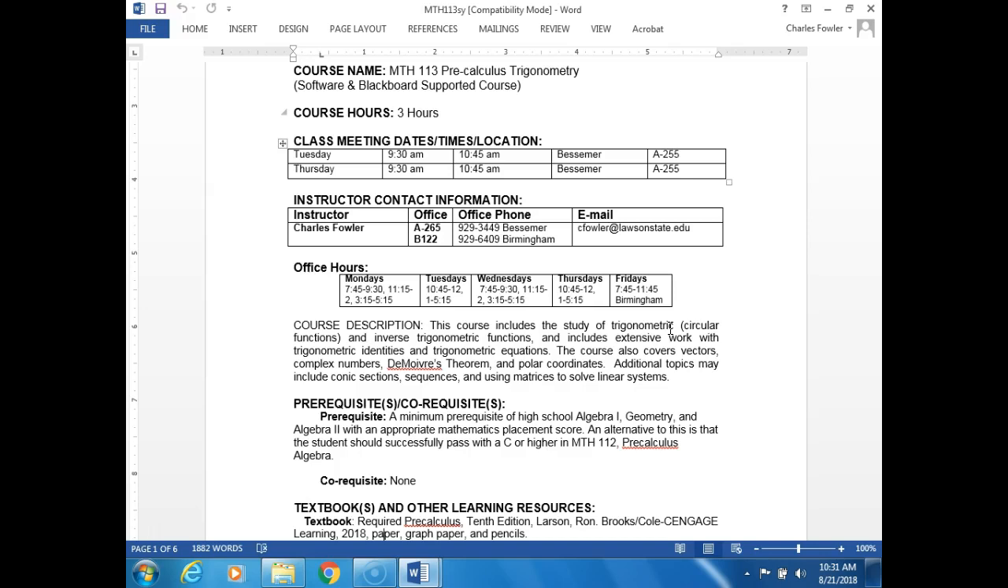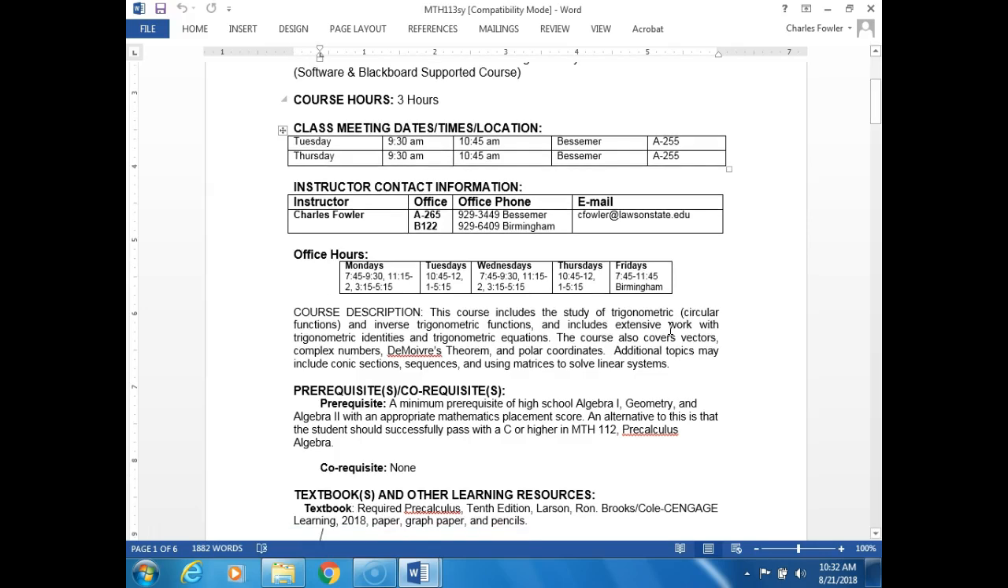Prerequisites and co-requisites. There's all this stuff about high school. Basically, if you made a C or higher in Math 112, you're in the right place. Or if you scored for Math 113, which I've had happen a few times, you're in the right place. Everybody in the right place? Okay. Co-requisite, there's none.